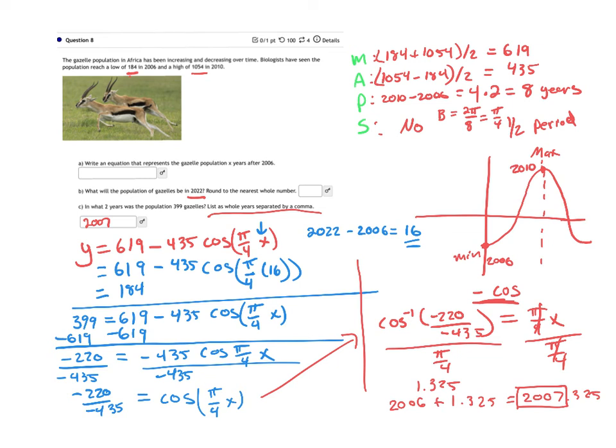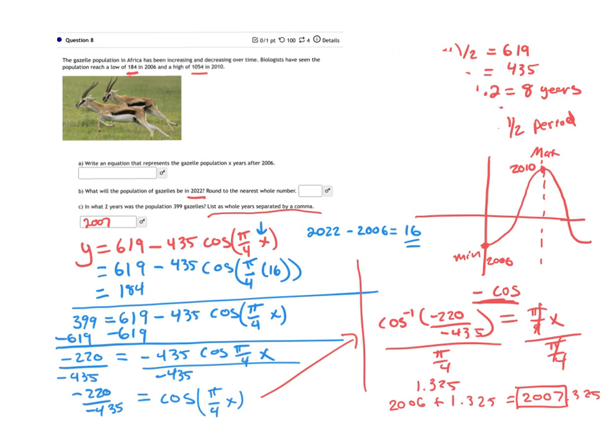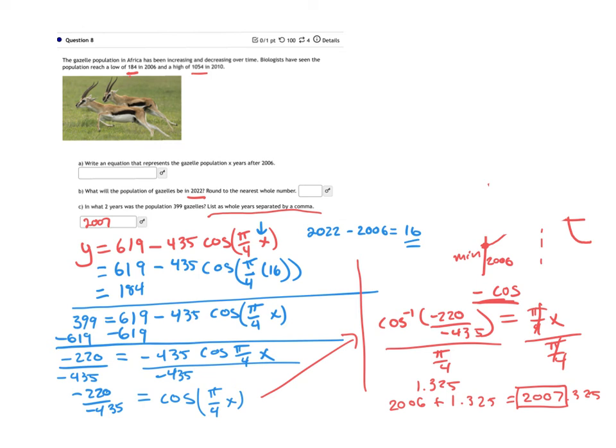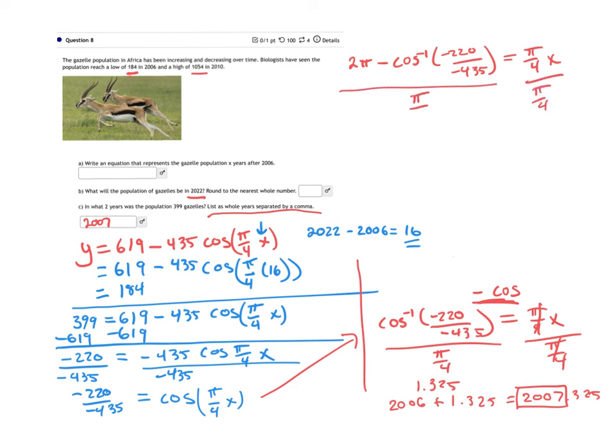Now, the next thing I'm going to do, and I need to erase this to give myself a little more room, is I need to find the second answer. Well, to find the second answer when you're doing cosine, that's where you have to do 2 pi minus the inverse cosine part. So it's going to be 2 pi minus the inverse cosine of negative 220 divided by negative 435 is equal to pi over 4x. So again, divide by pi over 4 and divide this whole thing by pi over 4.